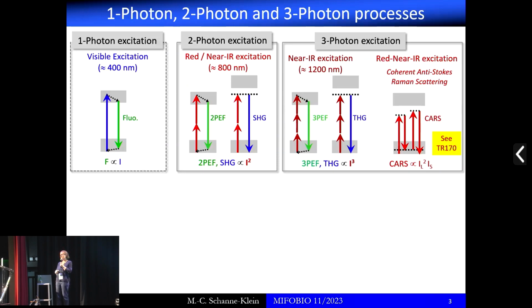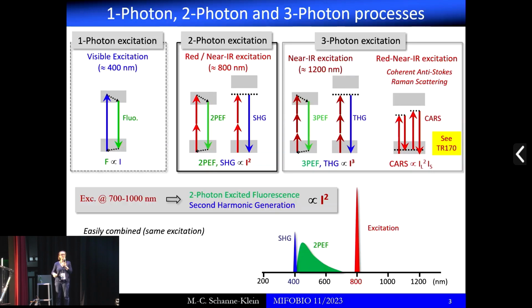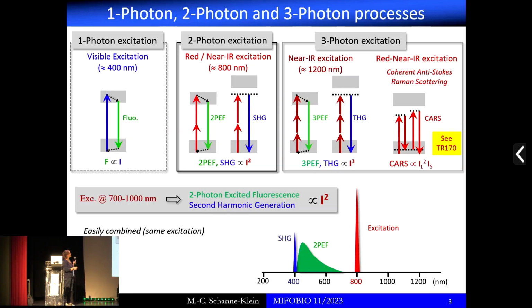When we classify the signals, usually we classify them as one photon excitation, that is linear confocal microscopy, then two photon excitation and three photon excitation. Two photon excitation is usually excited around 800 nanometers, and there are two signals that both scale with the square of the intensity: two photon excited fluorescence and second harmonic generation. They can be excited simultaneously and separated because they do not have the same spectral properties.